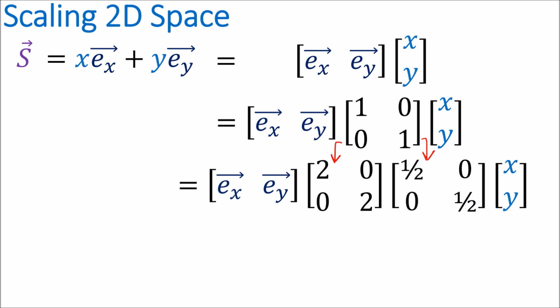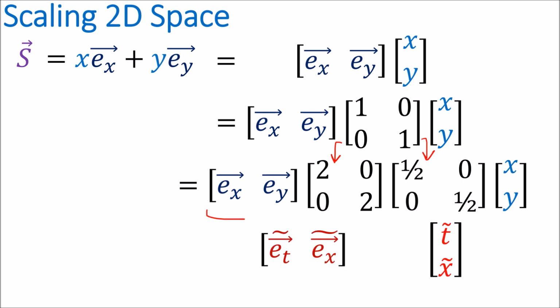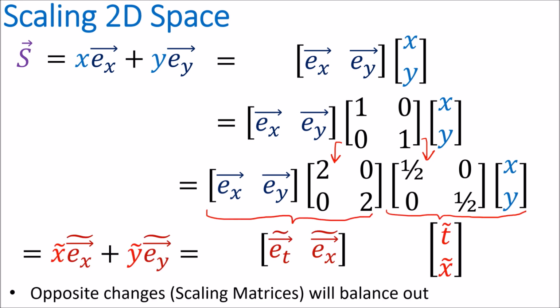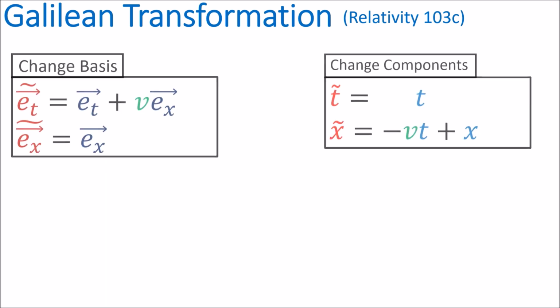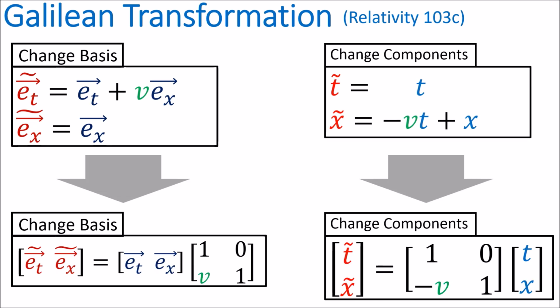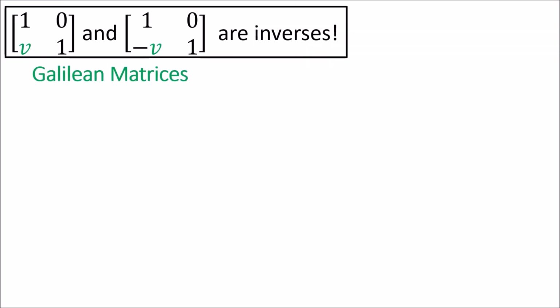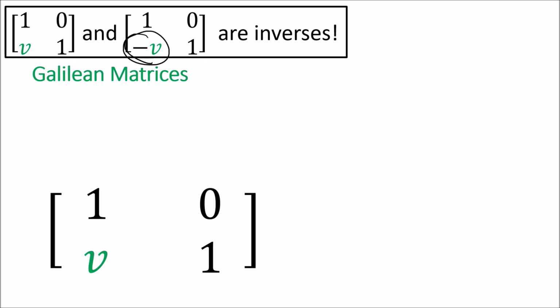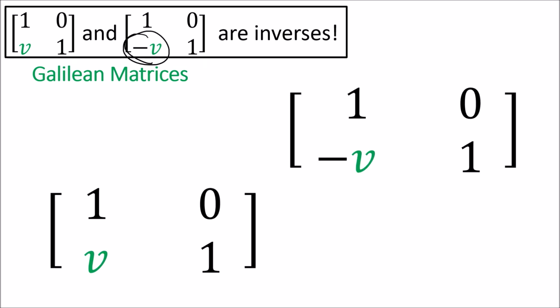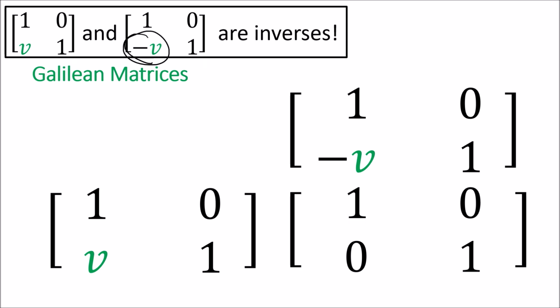Here we can see that the opposite transformations balance out, and we can write the same vector s using a different basis with different components. In Relativity 103, we saw this was also true for the Galilean transformation, which is written in matrix form like this. Remember that to invert a Galilean matrix, we just change the sign of the velocity. So the Galilean matrices with plus v and minus v will multiply together to give the identity matrix.